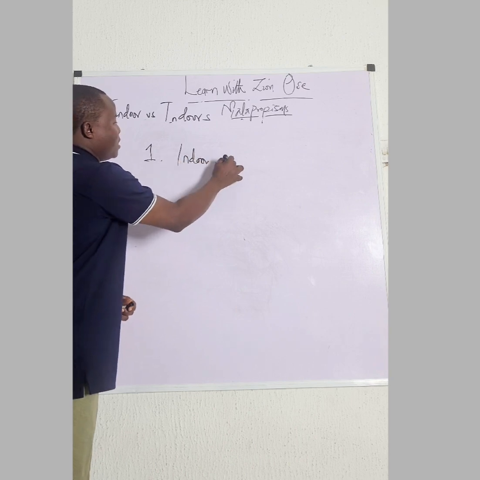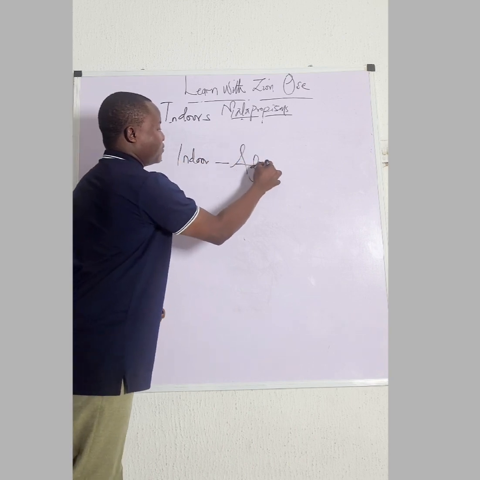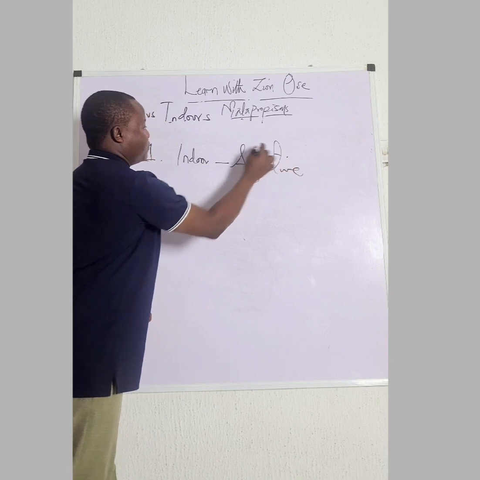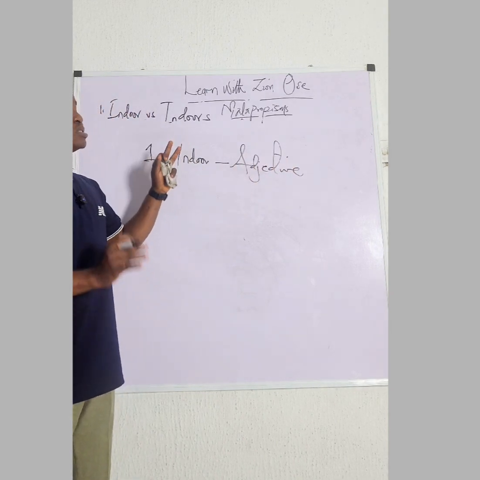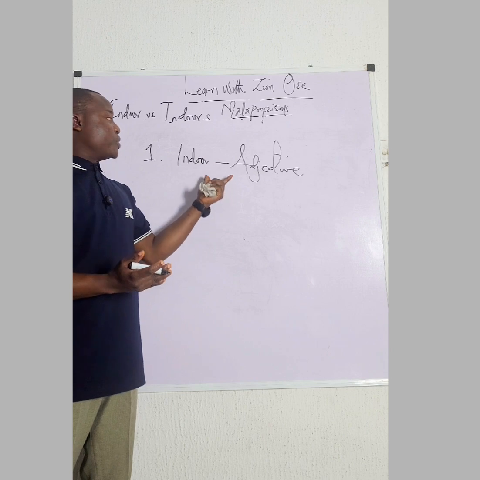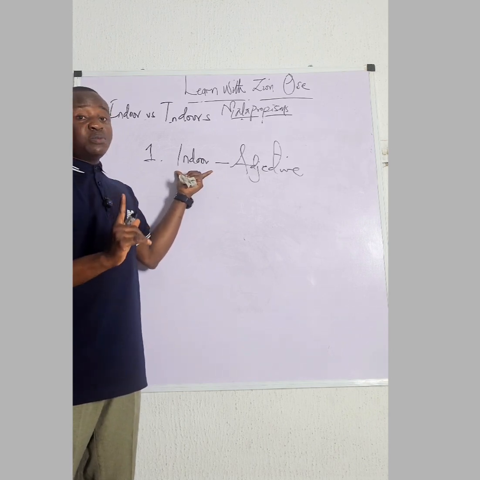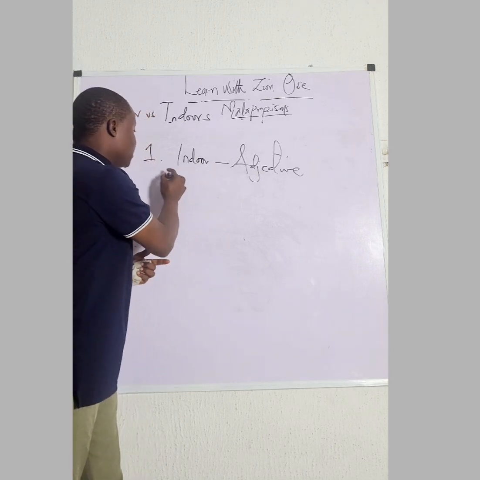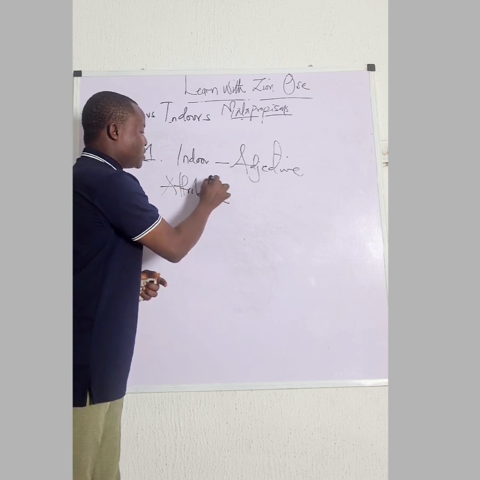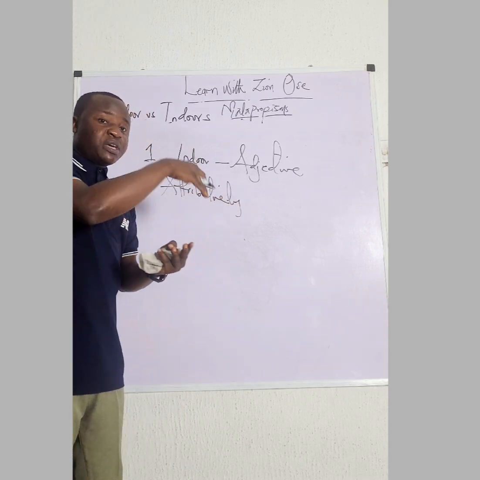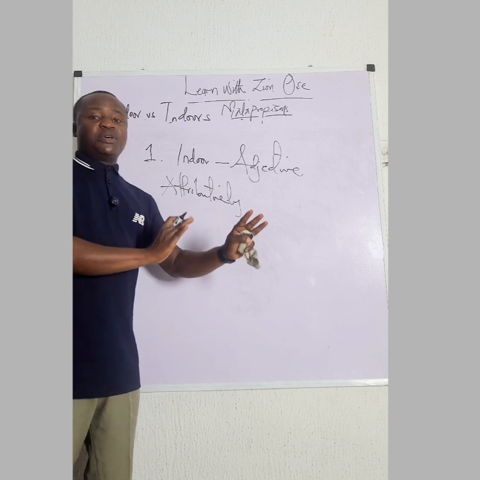Indoor is an adjective. So being an adjective means that indoor is going to describe a noun. And the peculiar thing about this is that it is mostly used attributively. So an attributive adjective is that adjective that appears before the noun.